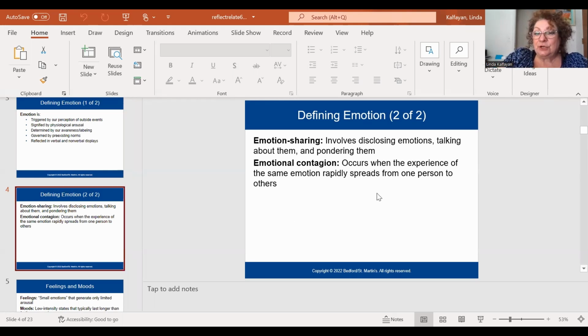Emotional contagion occurs when the experience of the same emotion rapidly spreads from one person to others. As I said in the beginning, I don't know if you ever had an in-person class or haven't been there for a while, or you've been to a party, or even in your own home, or you have a workplace environment where somebody comes in displaying emotions negatively, and how that feeling spreads over everybody in the room. And that's an emotional contagion. And sometimes people plan it that way. They want you to be miserable if they're miserable. But we know better now.